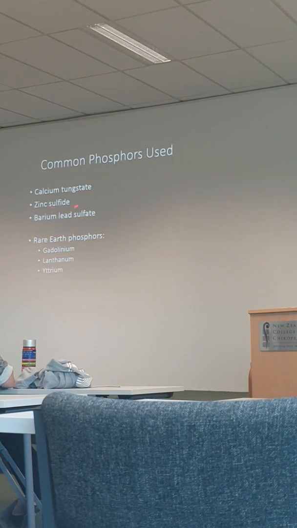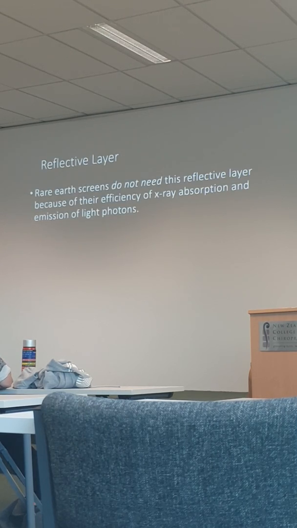Some of the common phosphors used are calcium tungstate, zinc sulfide, and barium lead sulfate. Some of the rare earth phosphors are gadolinium, lanthanum, and yttrium. You don't need to remember the exact names. If you just remember rare earth versus common phosphors, you should be right. So the rare earth screens are so efficient that they don't need the reflective layer, because they're much more efficient at absorbing the X-rays in the first place than the common phosphors. So you don't need to reflect the light that's going in the wrong direction back onto the film.